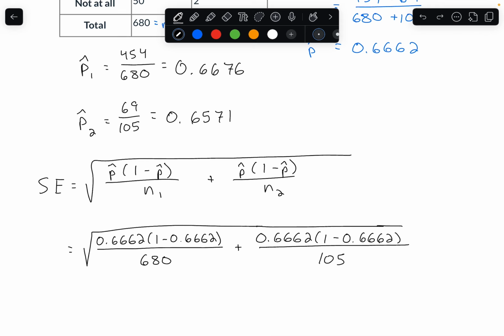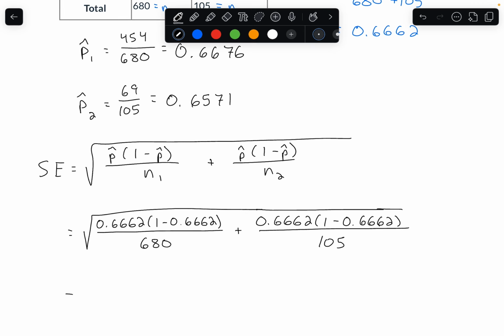So I'm going to take the square root of that big, long, ugly decimal, and if I've done my work correctly, I end up with 0.0494. I'm going to round to 4 decimal places just to be safe. So this is my standard error.